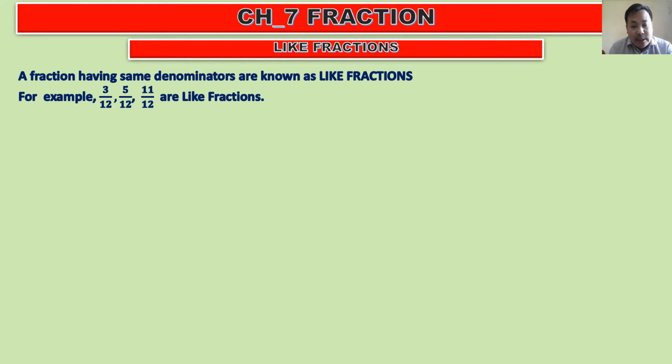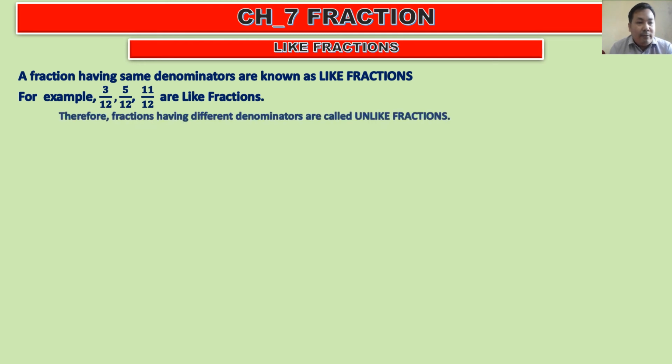If denominators are not the same, then they are unlike fractions, on the other hand. Therefore fractions having different denominators are called unlike fractions. So we understand that fractions having the same denominators are called like fractions, and the fractions which have different denominators are known as unlike fractions. So let us see what is next.